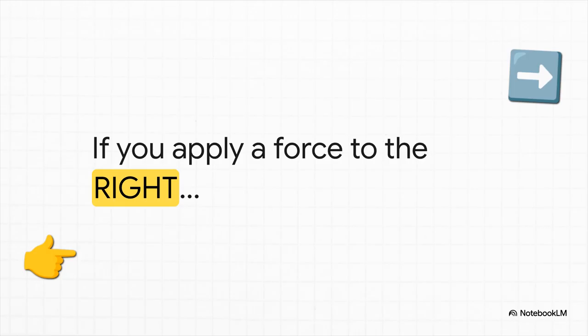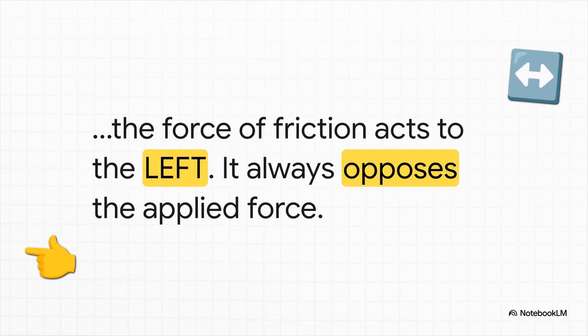Let's make this really simple. Picture you're trying to push a heavy box across the floor. You're pushing it to the right. As you're pushing that box to the right, you feel a resistance, right? That resistance is the force of friction, and it's pushing back to the left. It's like a constant tug of war. And if you decided to push the box to the left instead, friction would instantly switch sides and start pushing to the right. It's always playing for the other team.